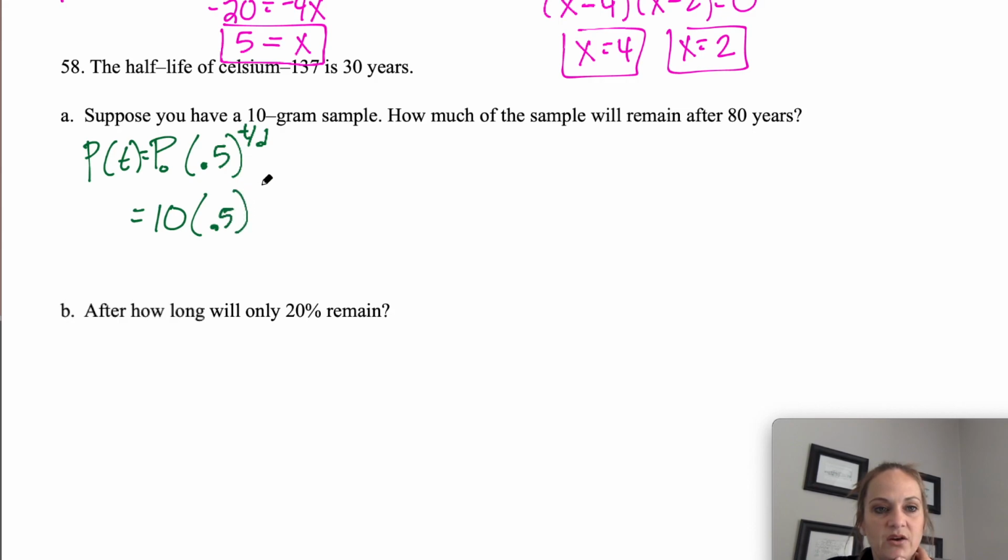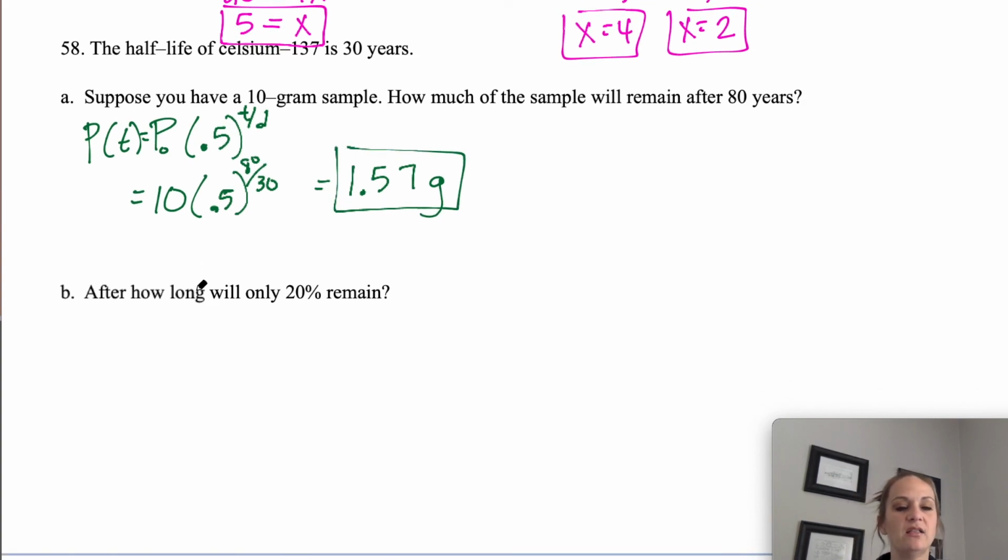And we know that the half-life is 30 years. So we know that every 30 years, it's going to take half. So I know that 30 is going to be my variable for D. And now I want to know after 80 years, so I'm going to plug in 80 to find your answer. So type this into the calculator, and you will get 1.57 grams left.